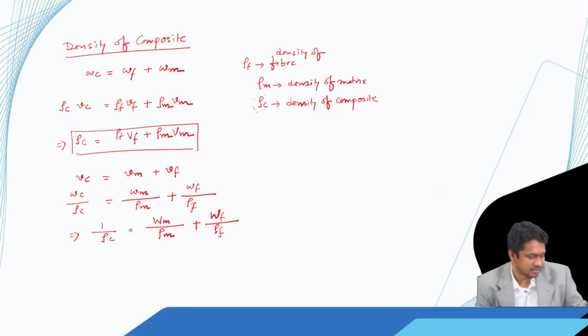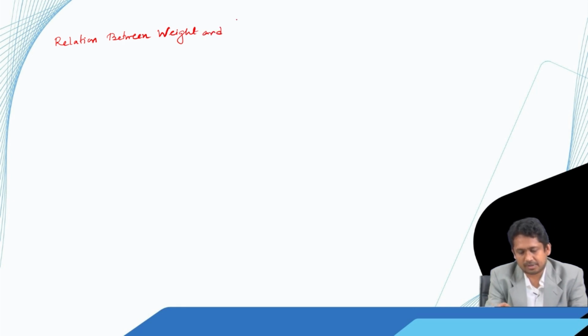Now, we will find out some relations between the weight fractions and volume fractions. Since fibers and matrix have different densities, the weight fractions and volume fractions are going to be different. So, relations between weight and volume fractions.